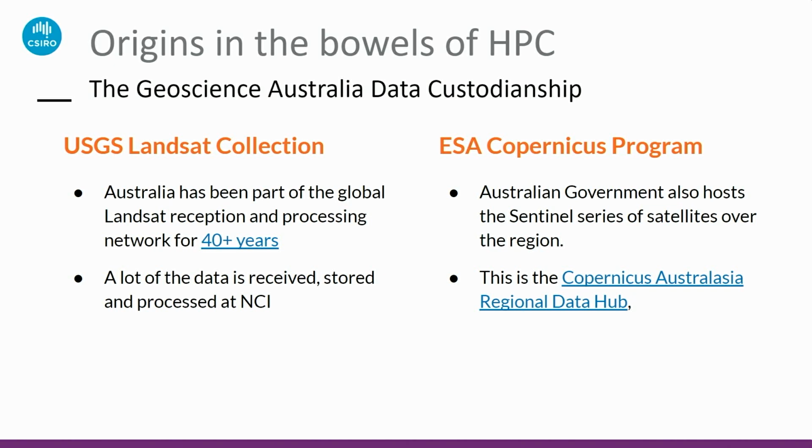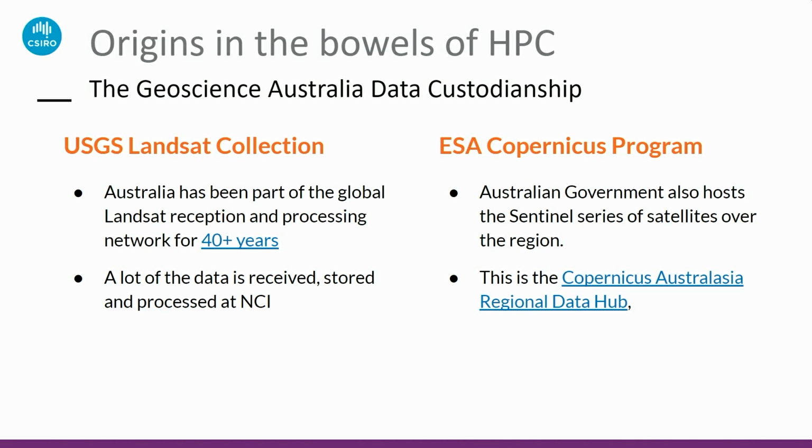So Geoscience Australia is a data custodian for a lot of the data over Australia. They have been collecting Landsat data, receiving and collecting Landsat data for 40+ years. A lot of it is collected by ground stations operated by Geoscience Australia. It's stored at NCI, which is the National Compute Infrastructure, a supercomputer in Canberra.